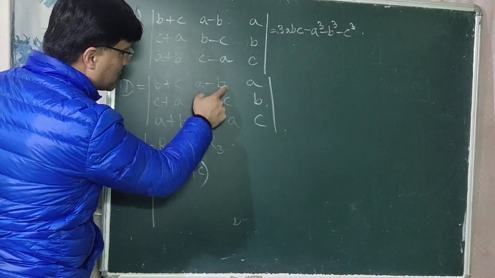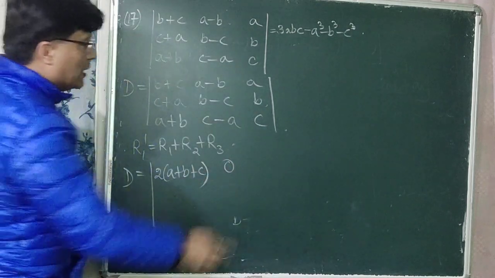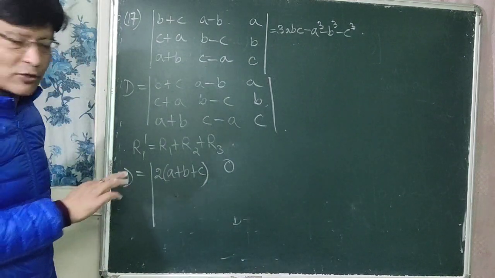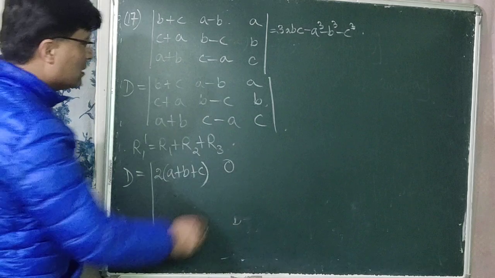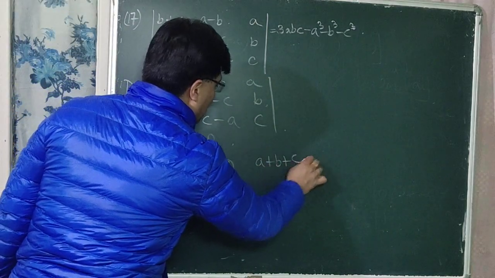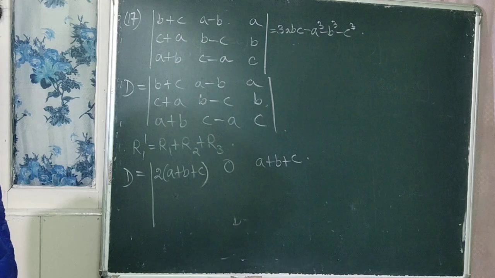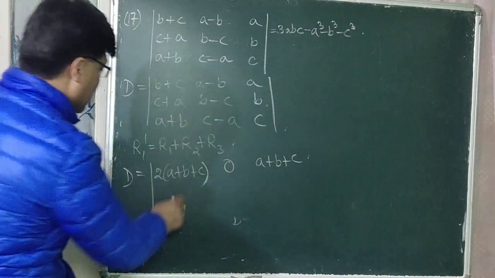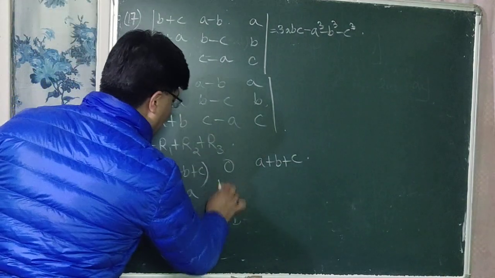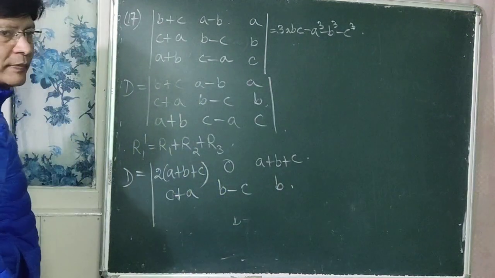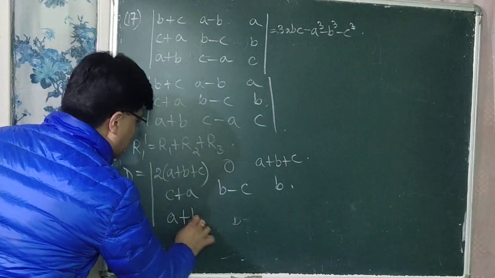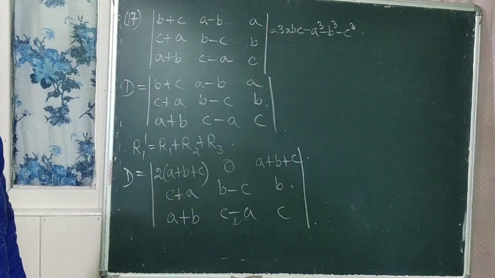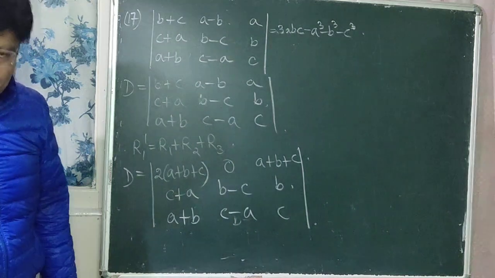Next, add all these terms. a gets cancelled, c gets cancelled, b gets cancelled, 0. Add all these terms again and write it in the third element of the first row, right? So this is a plus b plus c. Is that clear now? I think it's clear. Now second and third row remain same. That is c plus a, b minus c, b. Right? Next, a plus b, then comes c minus a, c.